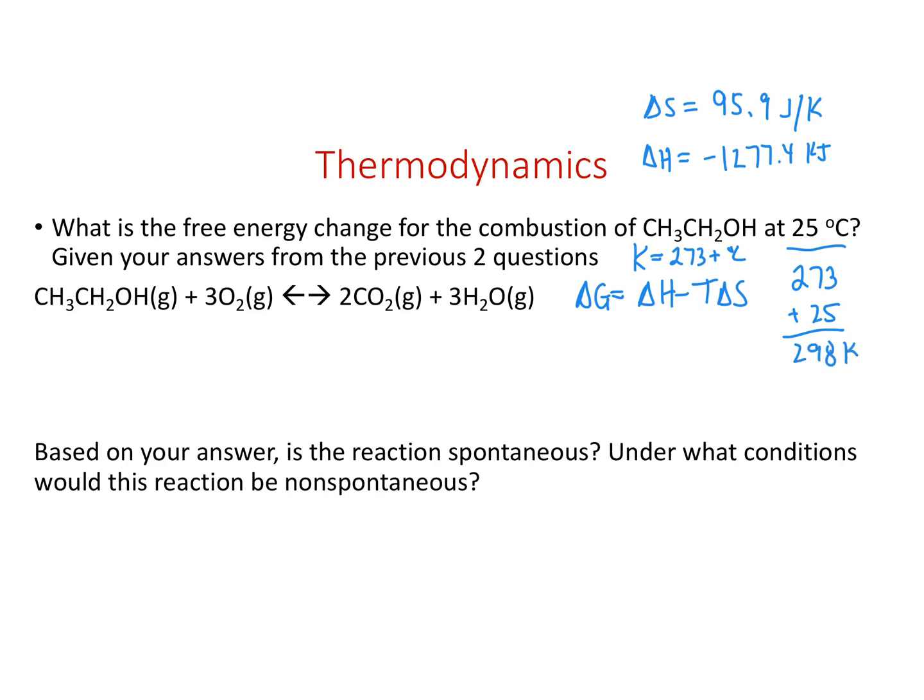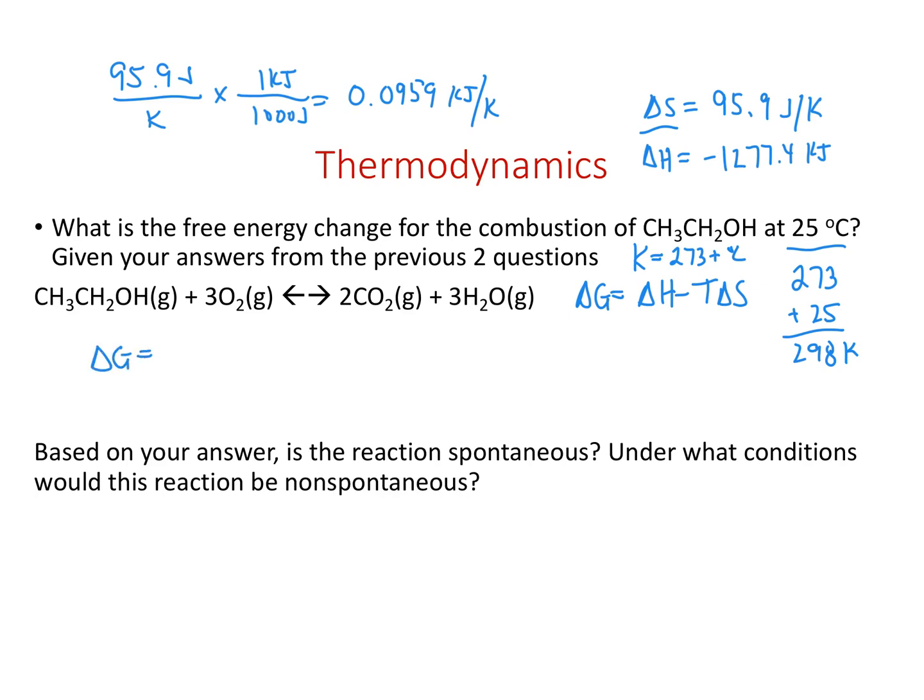And then the second thing I need to do is make sure that my enthalpy and my entropy have the same units. So I want to convert the units on entropy from joules into kilojoules. So I have 95.9 joules per Kelvin. I know that for every 1,000 joules, I have 1 kilojoule. So my entropy would be 0.0959 kJ per Kelvin.